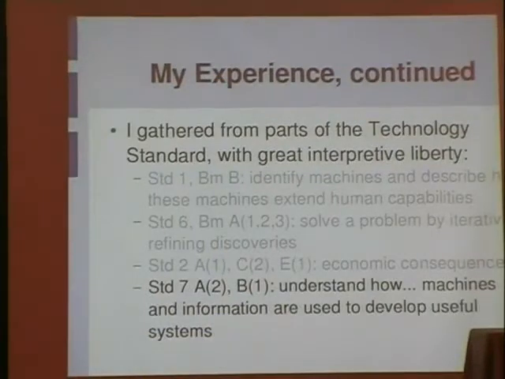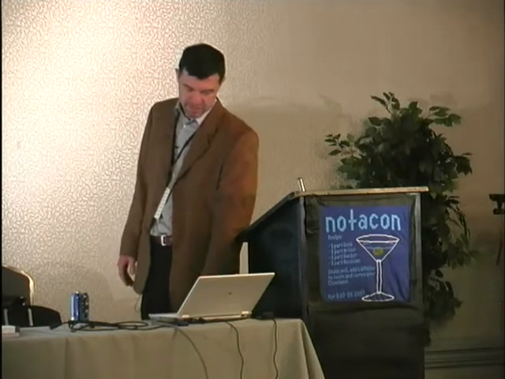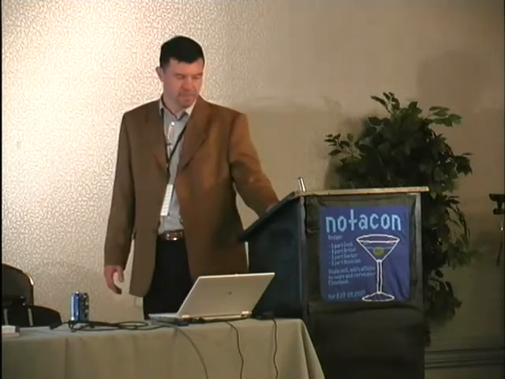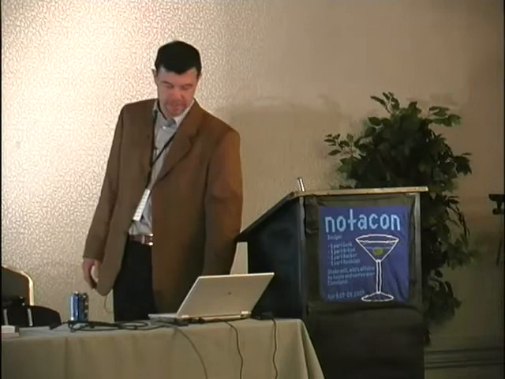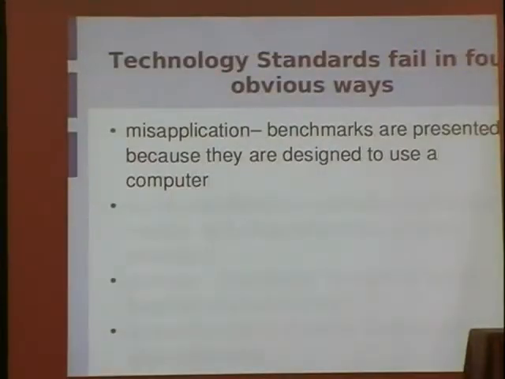And then the third, I took parts of standard 7, and these are the benchmarks. A2 is a benchmark in B1: understand how machines and information are used to develop useful systems. It sounded good, but I really wasn't sure how I could stretch this to apply to programming. I went through the math and science standards trying to find anything there, and there just wasn't. So there's no guideline for teachers to teach computer science, computer theory, programming or algorithms to kids. So I figured that the technology standards fail in 4 obvious ways.